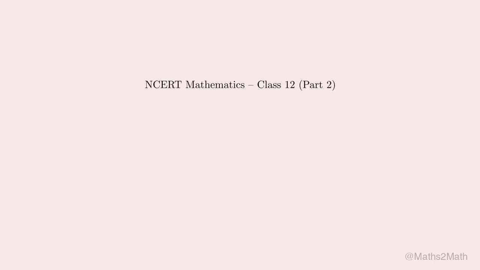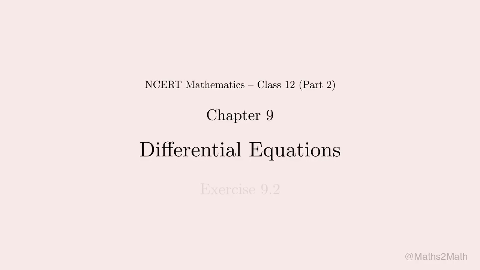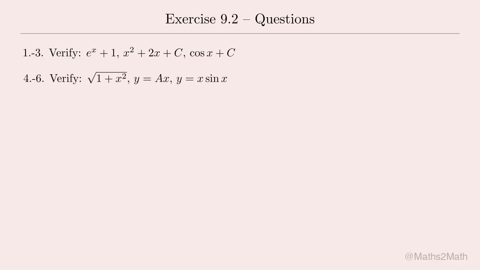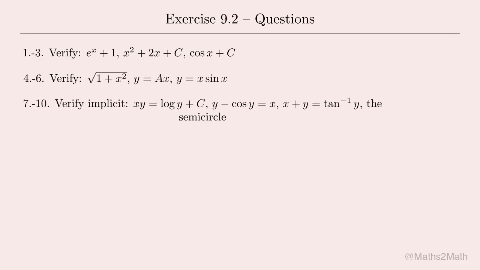In this video, we are solving every question of exercise 9.2 of Chapter 9, Differential Equations, from the NCERT Mathematics textbook for Class 12, Part 2. Exercise 9.2 verifies solutions. 10 given functions, explicit and implicit, are differentiated and substituted into their differential equations, plus 2 multiple choice on arbitrary constants. Here they are.